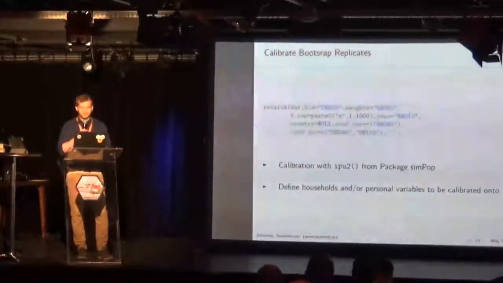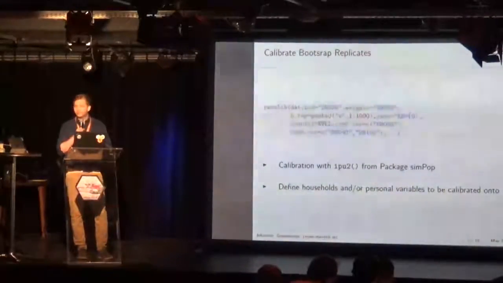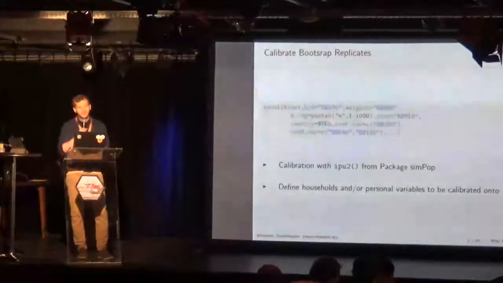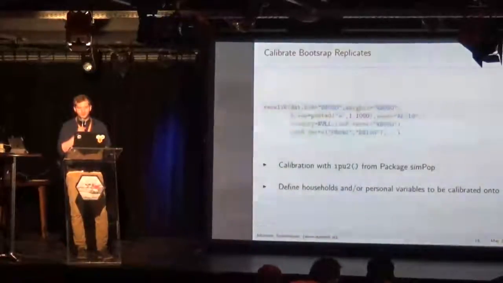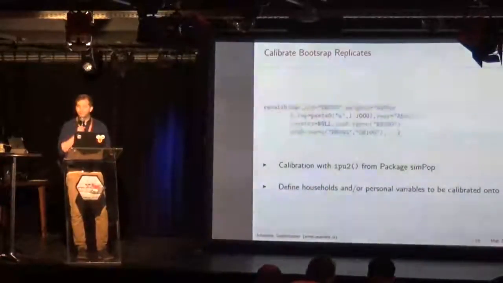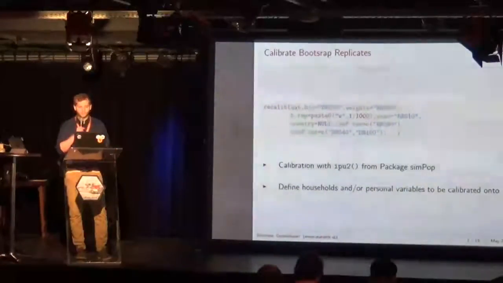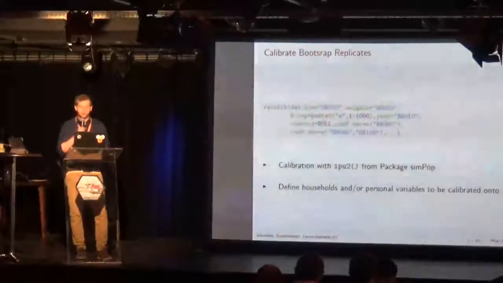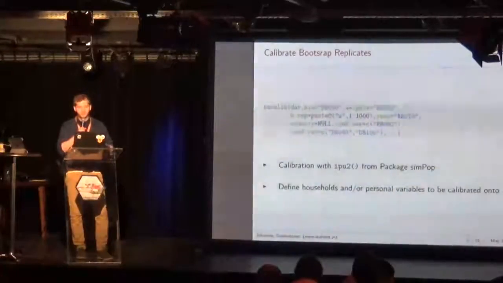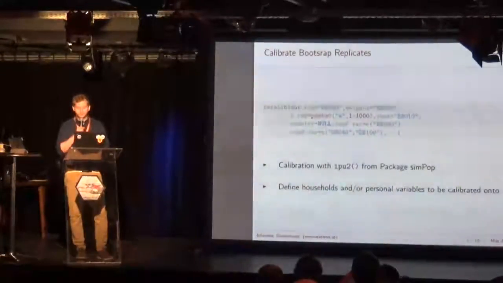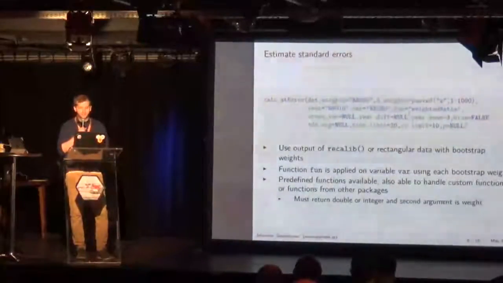Now, if you have your bootstrap replicates generated, you then recalibrate. For this function, we mainly use the wrapper for the ipu2 function from the simPop package, basically because this is really cheap for numerical reasons. If you have like 1,000 or 2,000 or 3,000 bootstrap replicates, this can take some time to recalibrate all of them. So the main use was to get something that's numerically easy to calculate. And as before, it's really flexible. You can define any variables you want to have the bootstrap replicates calibrated onto, and then the final step is calculating the standard errors.